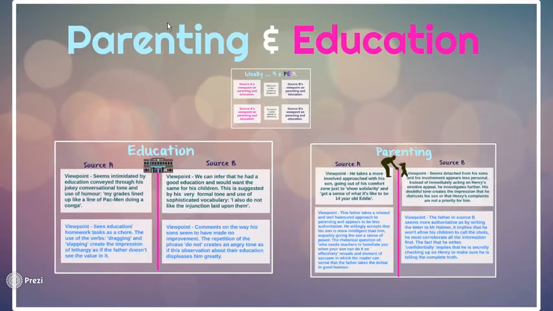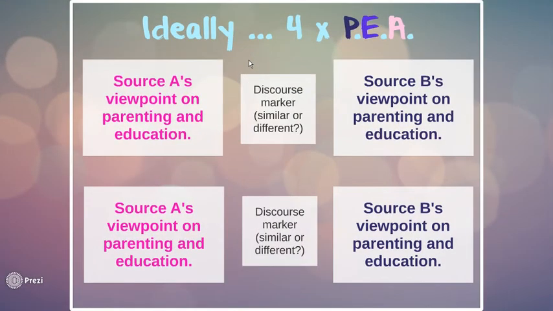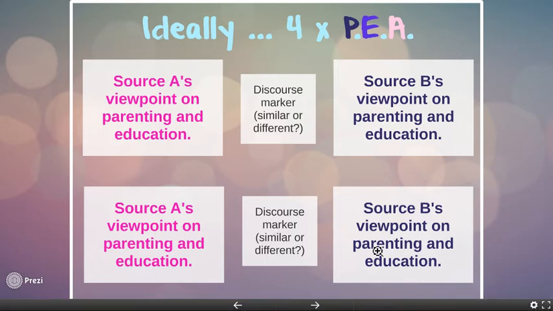Okay, so we know that the question topic is on parenting and education. Now, in an ideal world, and remember that once you've planned, you're only going to have approximately 15 minutes to write this answer, we would want to achieve about 4 PEA paragraphs. So just as a basic diagram for what that's going to look like, you're going to go for 1 paragraph on source A's viewpoint on parenting and education. You are going to pinpoint whether that's similar or different to source B by using a discourse marker, and then you're going to talk about source B's viewpoint on parenting and education, and then you're going to repeat that process, and that's pretty much going to be the structure of your answer.